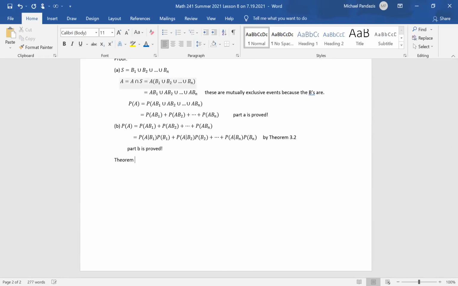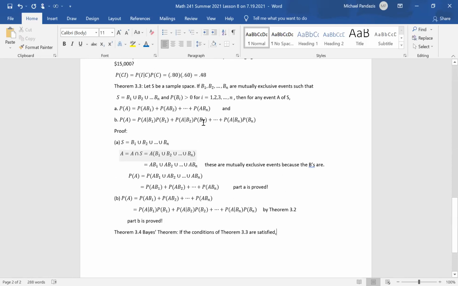So next is theorem 3.4, which is called Bayes' theorem. So if the conditions of theorem 3.3 are satisfied, so let S be a sample space. If B1, B2, and so forth, Bn are mutually exclusive events such that S is the union and P of Bi is positive for i, right?